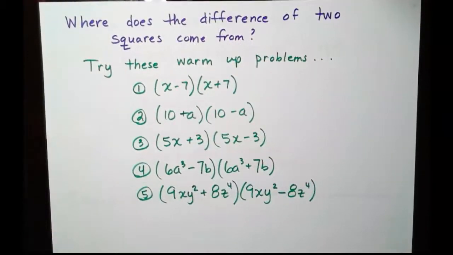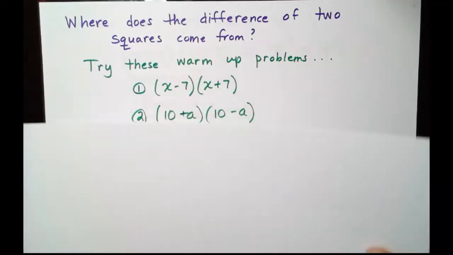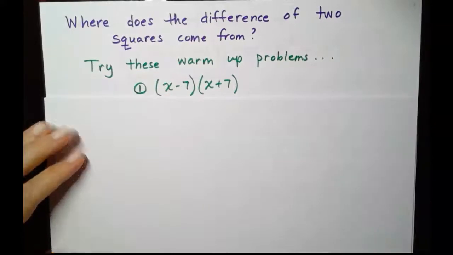So, where does the difference of two squares come from? Well, we're going to try these warm-up problems. So, hit pause, and then when you're done using the FOIL method to simplify these warm-up problems, hit play once again so we can check. So let's start with number 1.